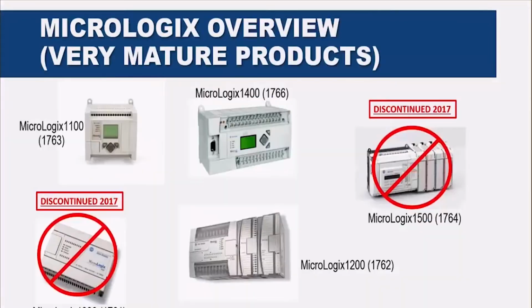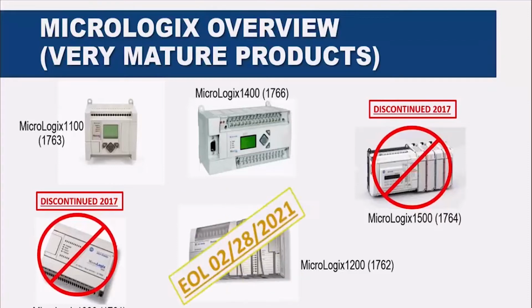So, I briefly mentioned MicroLogix, but I definitely want to show you some more details there. For instance, today, the 1100, 1400, and 1200 are shipping. Again, 1200 will, in a year and a half, I should say, go into end of life and then be obsolete, of course, some period after that.